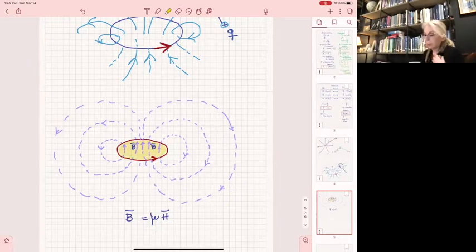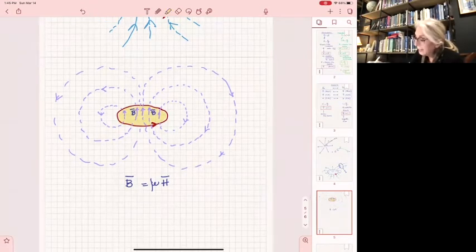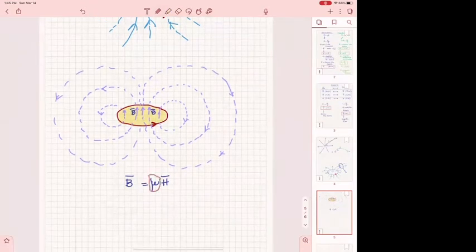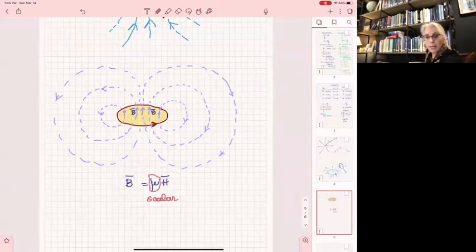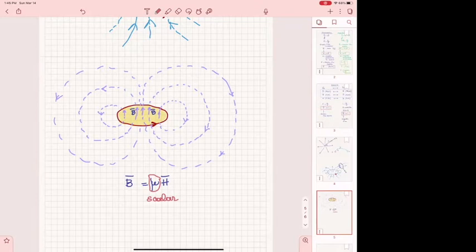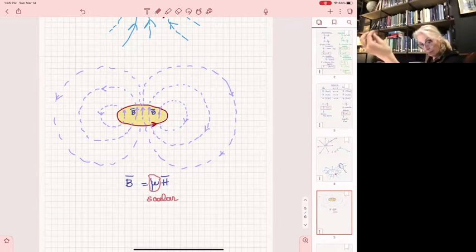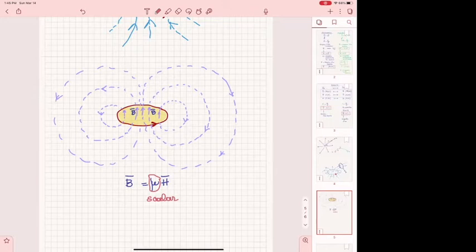But B and H, because they only connect through a scalar, these lines for B and H are parallel everywhere. They just have different values. That's why I'm saying, think of B, don't think of H. Think of B, that's the real thing. And then consider H to be a mathematical outcome. Okay. Thank you. You're welcome.